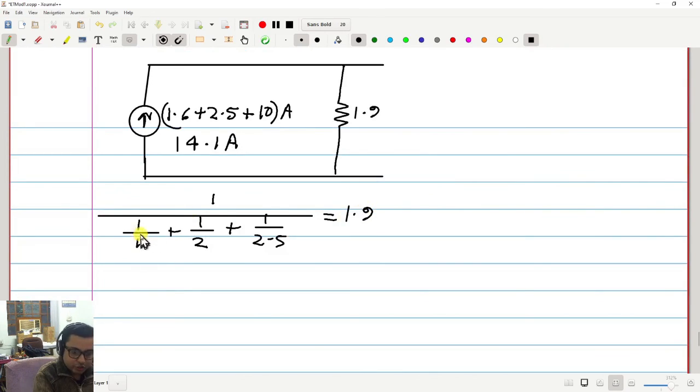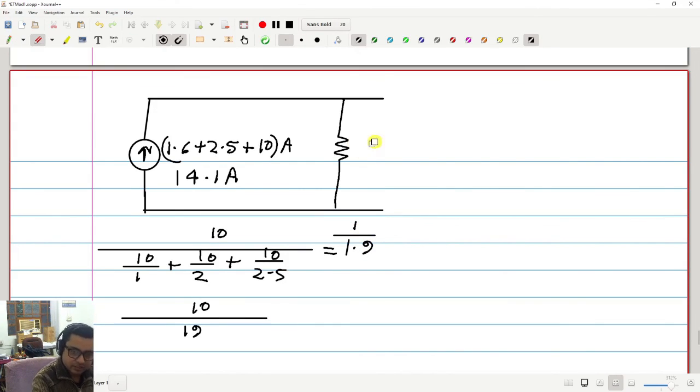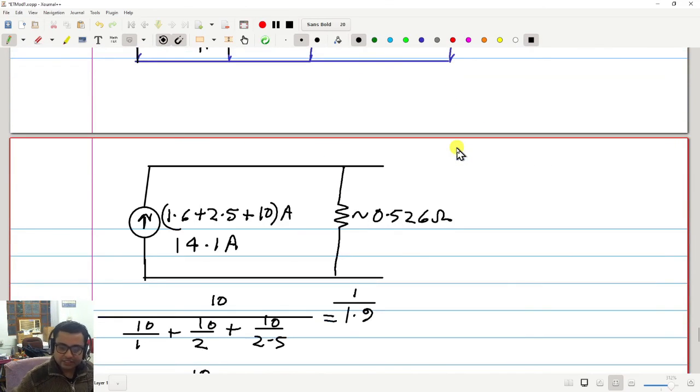So let me do it. This is around 0.5. If I multiply this by 10, it's 10 upon 10 plus 5 plus 4, that is 19. So this is 1 upon 1.9. That will be approximately 0.5, a little more than that. Okay, so you do the exact calculation at home. 0.526 ohm. And then here we have this 1 ohm resistance.